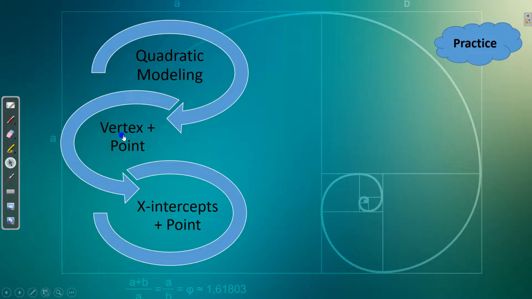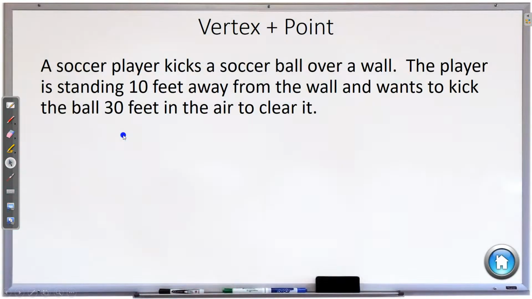So first, the easy one, if you have a vertex and a point. So here we have a soccer player kicking a soccer ball over a wall where the player is standing 10 feet from the wall and wants to kick the ball 30 feet in the air to clear it. So on all of these, the first thing you probably want to do is draw a picture. So that's what we're going to do.